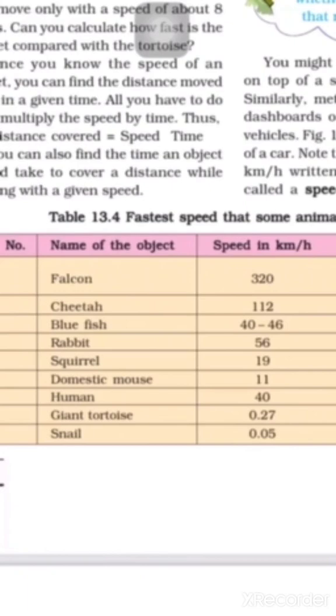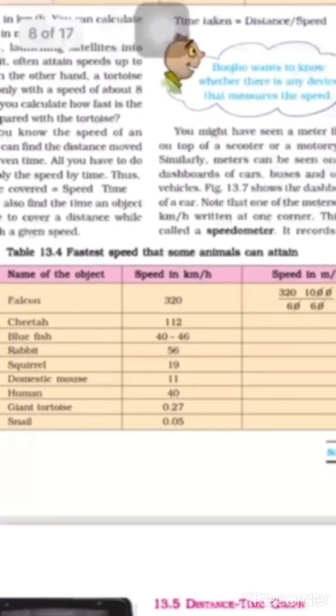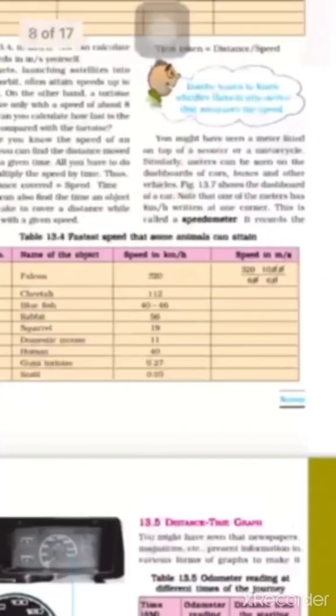Once you know the speed of an object, you can find the distance moved in a given time. All you have to do is multiply the speed by time. Thus, distance covered is equal to speed times time.